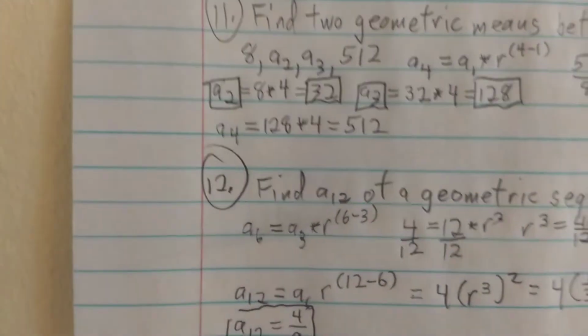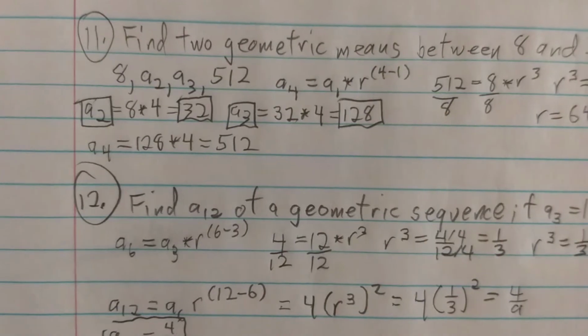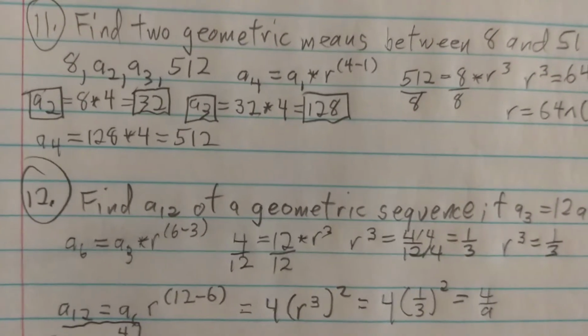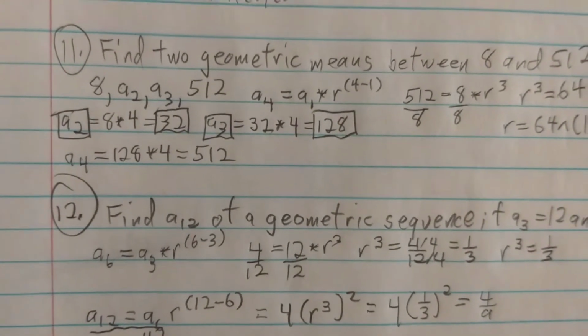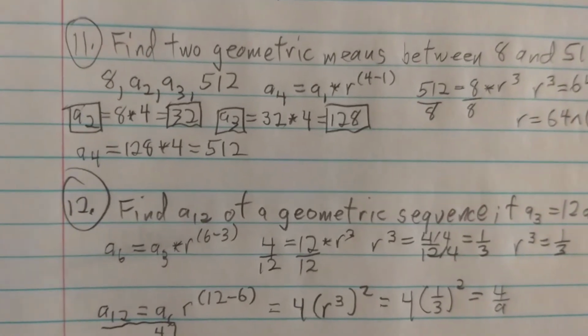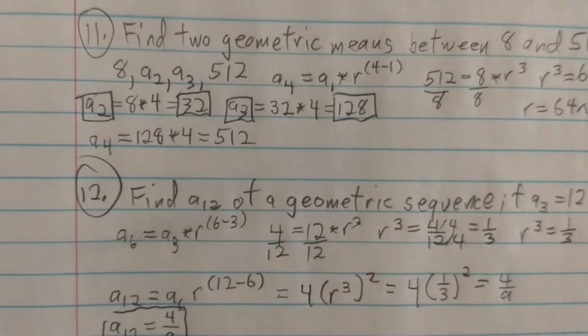And then I can know that A2 is 8 times 4, because it's a times 4 sequence, which is 32. A3 is 32 times 4 on the calculator, or 128. And we can see that it's really a consistent sequence because A4 equals 128 times 4, or 512.